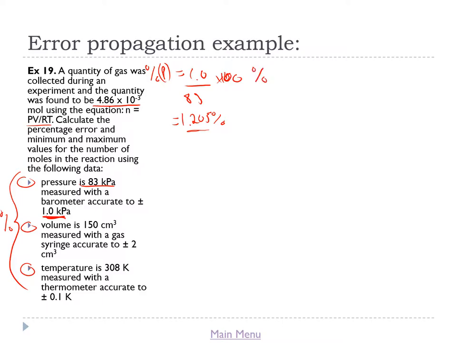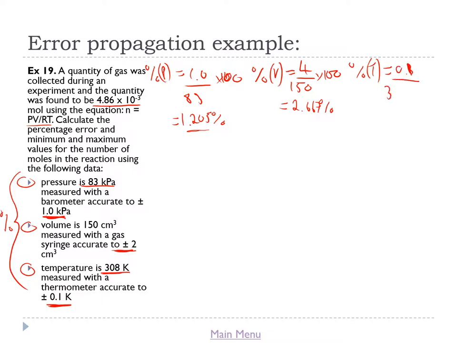Next, we're going to calculate the percentage uncertainty in the volume. Now, the absolute uncertainty this time, although it's plus or minus 2 for each reading, because with a gas syringe, you're measuring the volume effectively at the start and the end, we're going to have to double that. So we're going to say 4 over 150 times by 100, and that comes to 2.667%. And finally, the percentage uncertainty in the temperature, T, equals our absolute uncertainty divided by the measured value, so 0.1 divided by 308.